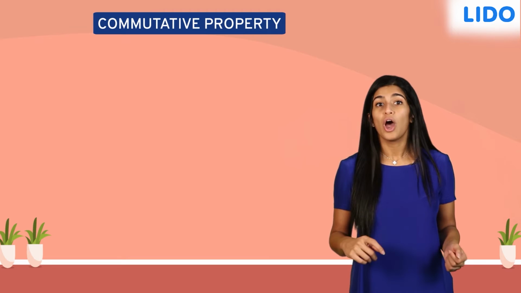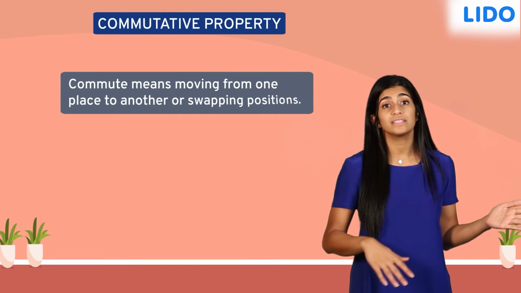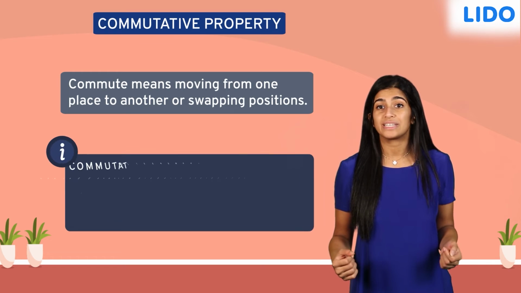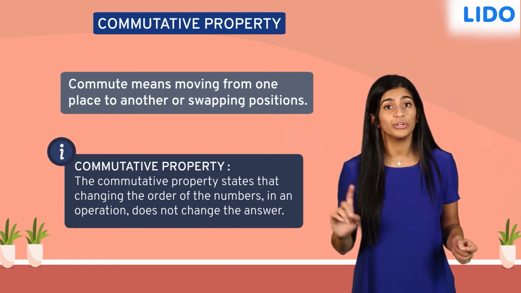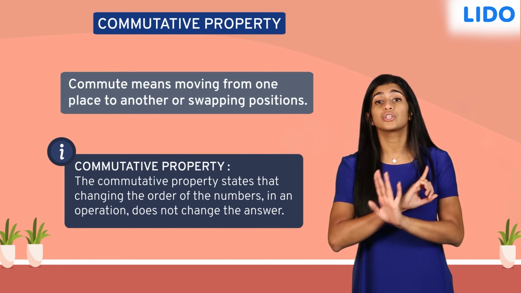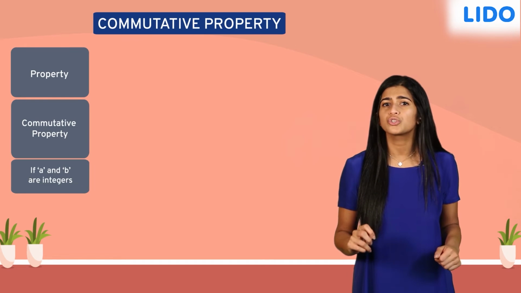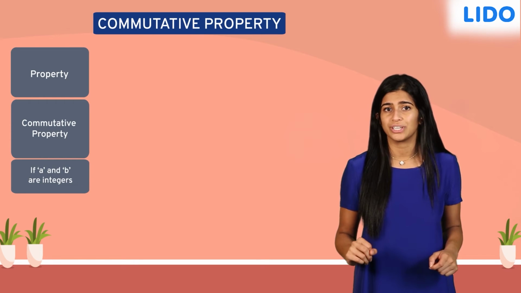Now, let's commute to the commutative property. Commute means moving from one place to another or swapping positions. The commutative property states that changing the order of numbers in an operation does not change the answer. Let's check if this property holds true for the different operations on integers.